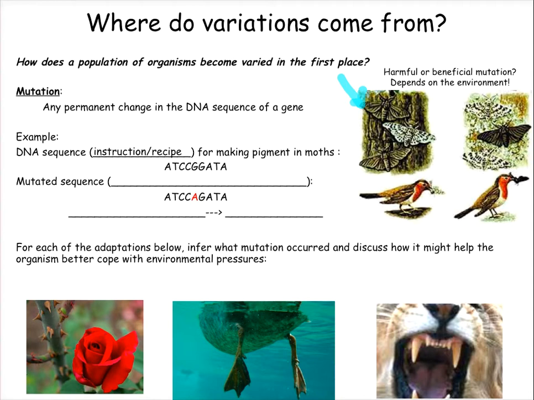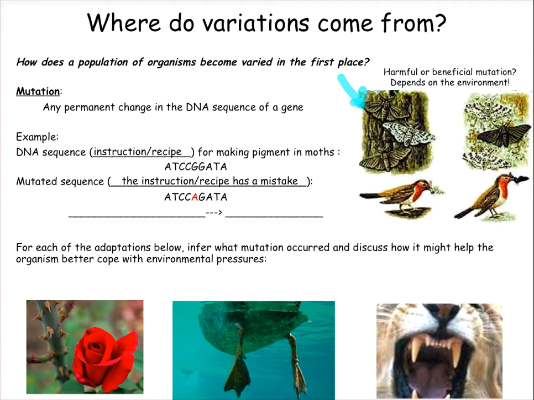something like the following: AT, CC, GG, ATA. Now you recognize those letters as the nitrogen bases that we learned earlier in the year when we were learning about DNA. Okay, so that's the recipe for making brown pigment protein. However, let's say that at some point, some individual moth gets a random mutation, or in other words, the instructions or recipe has a mistake.